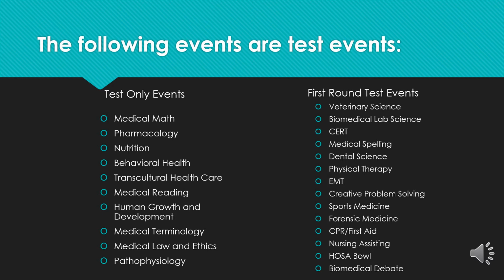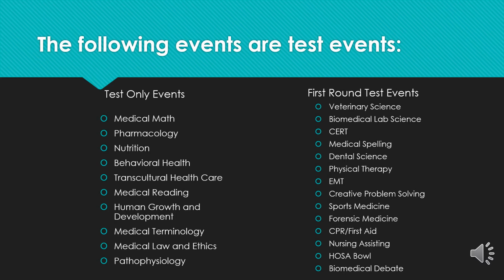The first column are the test-only events. They are one round. The student takes a test. Once they are finished, that is it for their competitive event. The Scantrons go back and the machine will determine the winner.